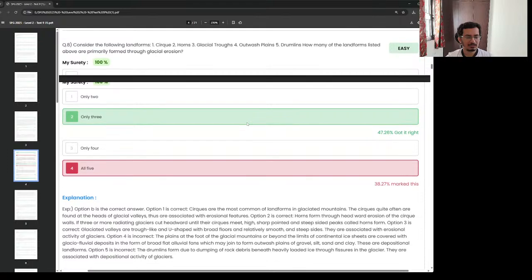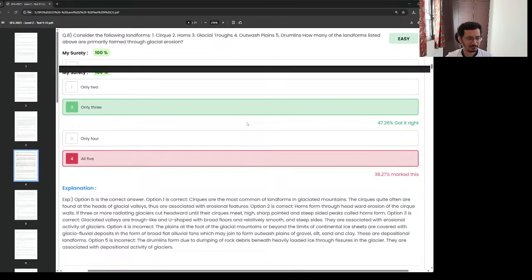Whiskers, tremblings, I think these are depositional landforms, not erosional landforms. Dropped between, beneath heavily loaded ice. Yeah, that's the one.